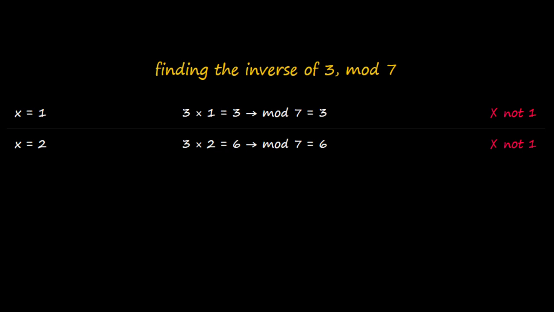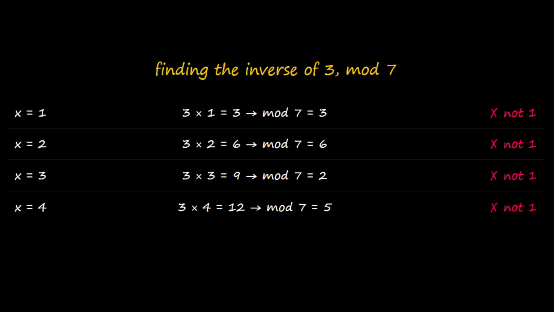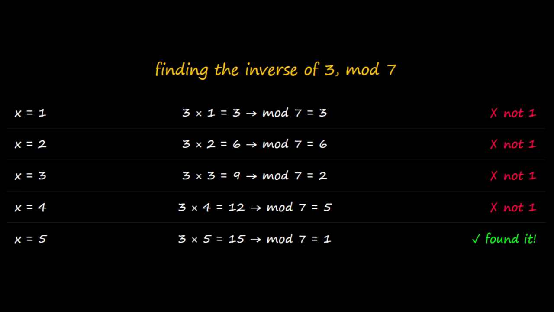Finding an inverse by brute force. Let's find the inverse of 3 mod 7. Try every number from 1 to 6. 3 times 1 is 3, mod 7 is 3. 3 times 2 is 6, mod 7 is 6. 3 times 3 is 9, mod 7 is 2. 3 times 4 is 12, mod 7 is 5. 3 times 5 is 15, mod 7 is 1. Found it. So the inverse of 3 mod 7 is 5.